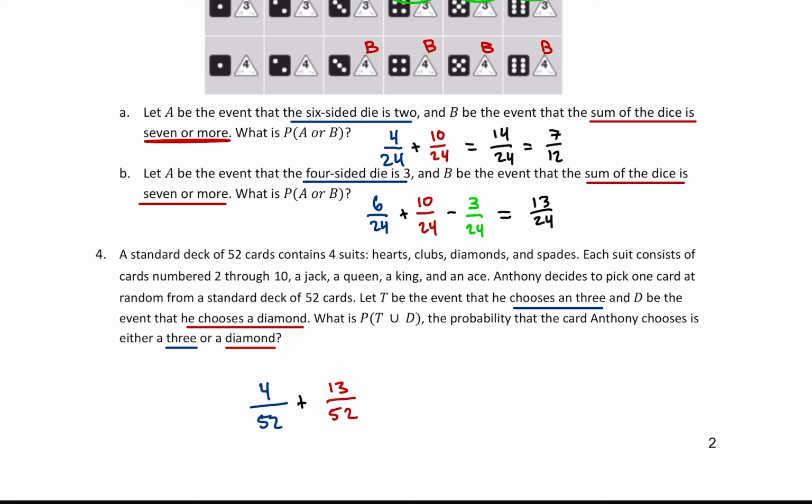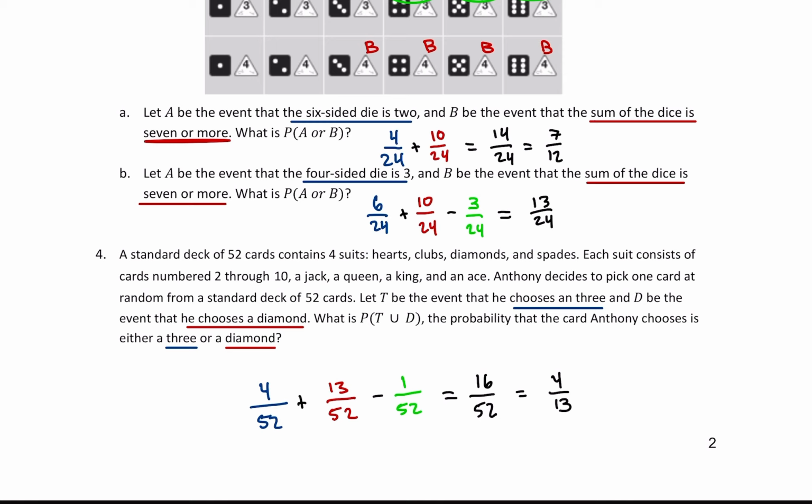Now I need to think, are there any intersection between these cards? Is there a card that is a 3 and a diamond? And the answer is yes, it is the 3 of diamonds, right? So I need to subtract that 1 card out of my 52 cards because they share that card. Okay, if I add those together, 4 plus 13 minus 1, that gives me 16 out of 52, or if we simplify that, 4 out of 13. And that is my probability.